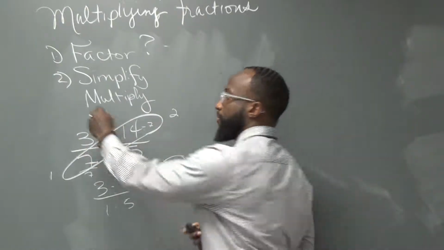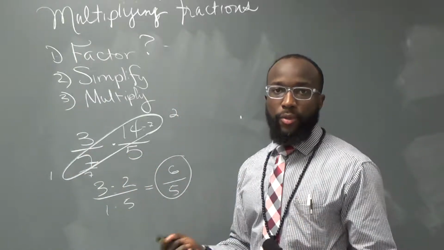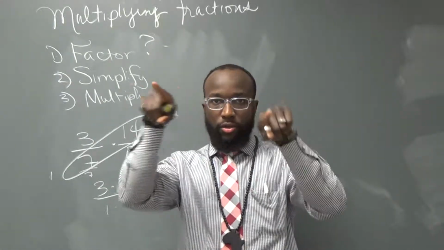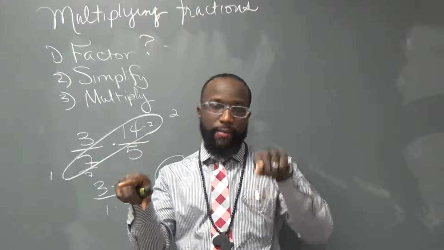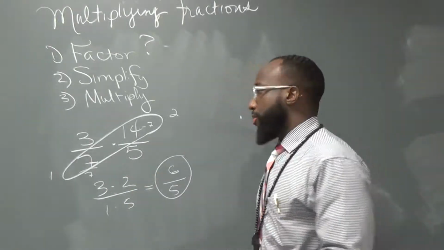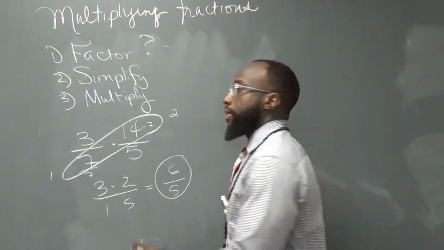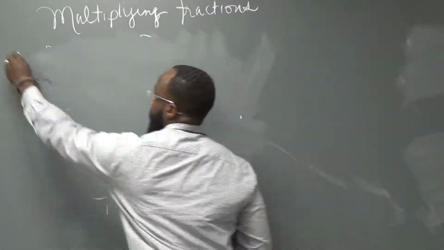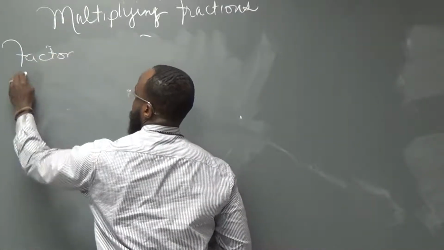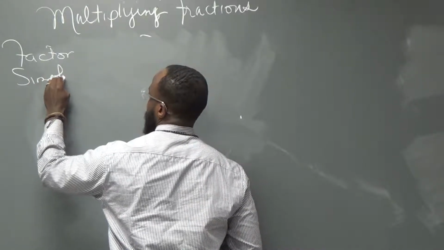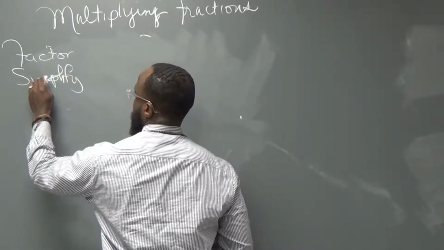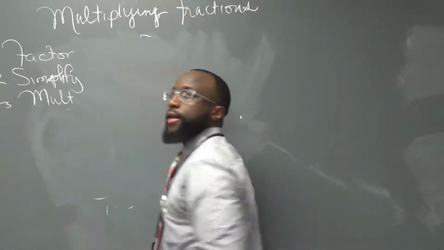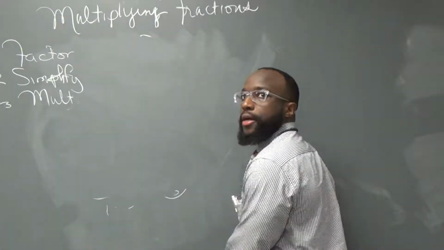And afterwards, after you simplify, number 3, you just simply multiply. What you multiply is the numerators and the denominators. So you multiply across numerator to numerator, and then you multiply across denominator to denominator. Okay? So that's what you're doing. Let's look at some examples here. Factor, simplify, and then multiply. 1, 2, 3.